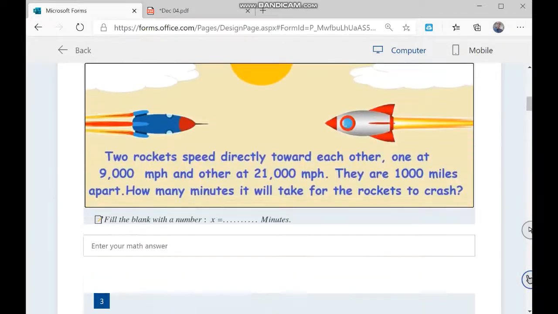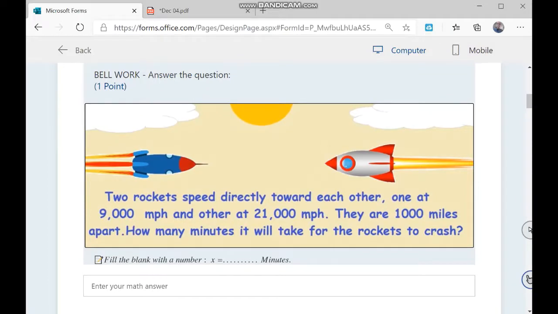But before, as usual, I want you to answer this bell work for me. Type a message. Tell me what do you think is going to be the time the rockets will take to crash into each other. The rockets are really fast. One is 9,000 miles per hour. The other one is 21,000 miles per hour. They are 1,000 miles apart. It's quite a large distance. How many minutes will it take for the rockets to collide? What do you think? Send me your answer.